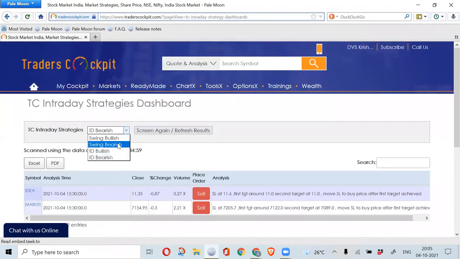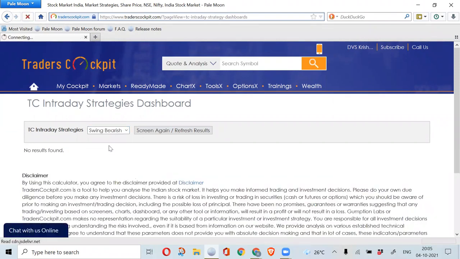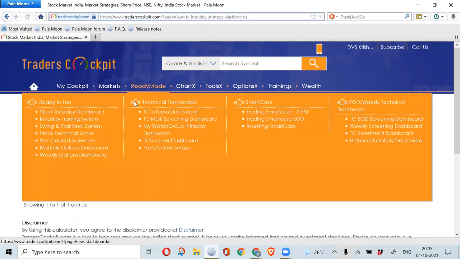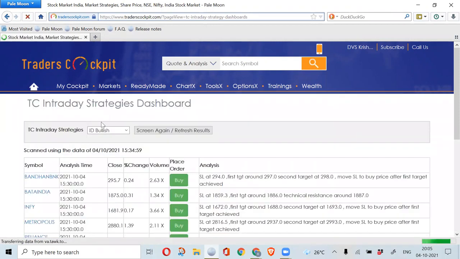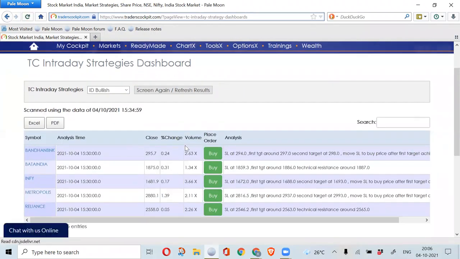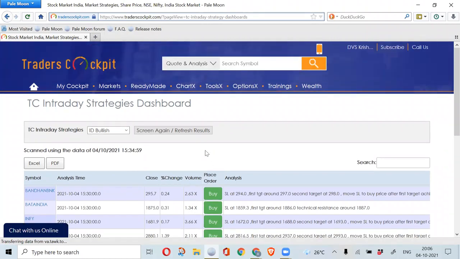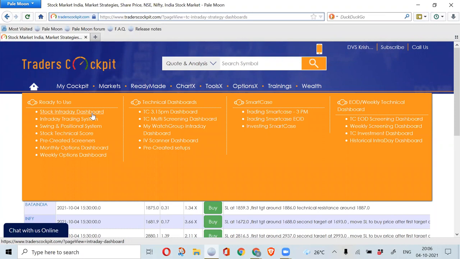So in this way, intraday bullish, intraday bearish, swing bullish, and swing bearish are the 4 different dashboards you can find under the ready-made dashboards intraday trading system, right? Until now, we haven't selected any stocks of our own, but some of us will have a limited number of stocks to trade. So for those people, we have designed a special ready-made stock intraday dashboard. Under the ready-made segment, the first option, I repeat again, the first option, stock intraday dashboard.